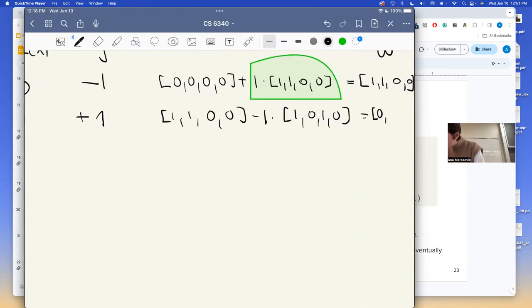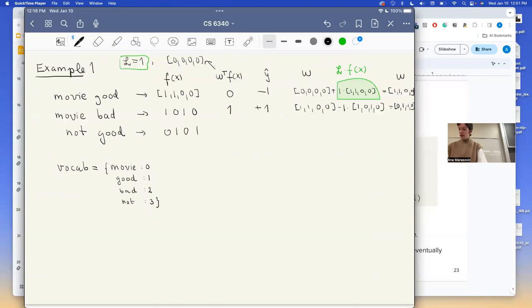0, 1 minus 0 is 1, 0 minus 1 is -1, and 0 minus 0 is 0. All right. Now, what's the dot product here?